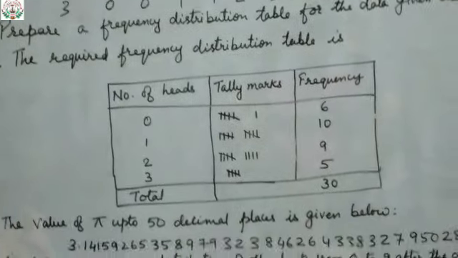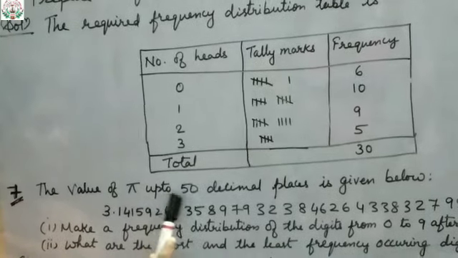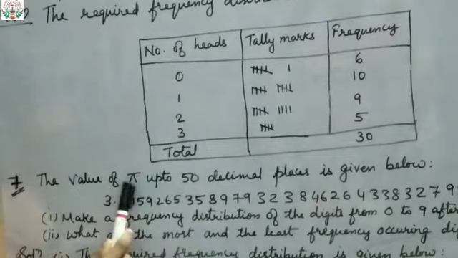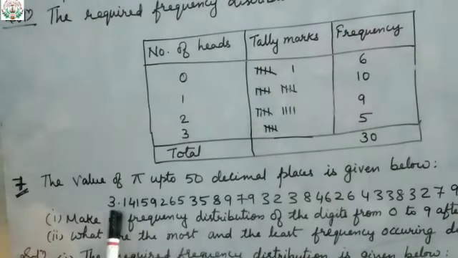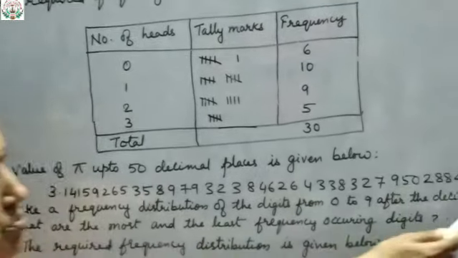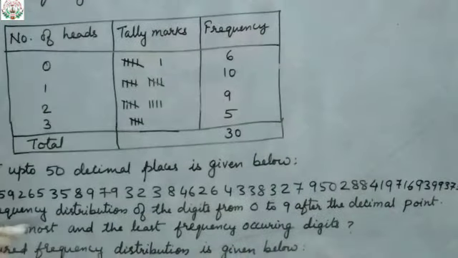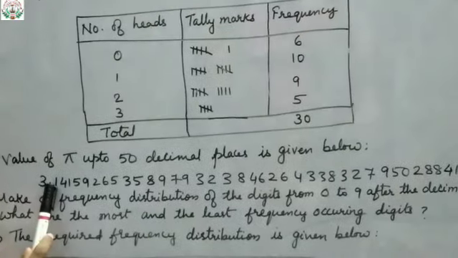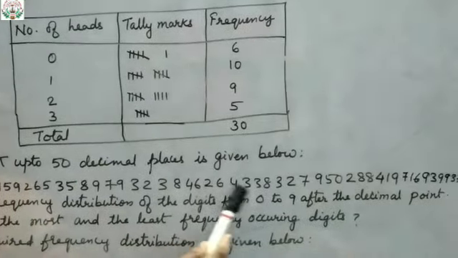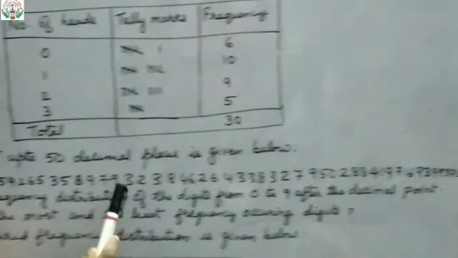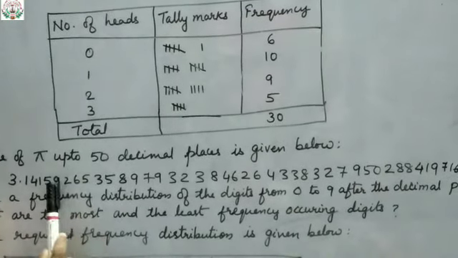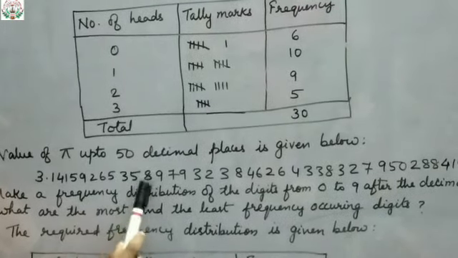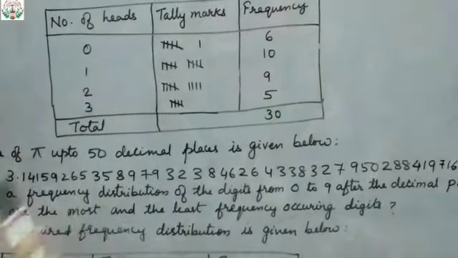Now the 7th question: the value of pi up to 50 decimal places is given below. We know that it is an irrational number, meaning there is no end to it. It keeps going on, and you will get the decimal values. So after the decimal point we have 50 values. When you count these you will see 50 numbers are there. So these 50 decimal places are given to you.